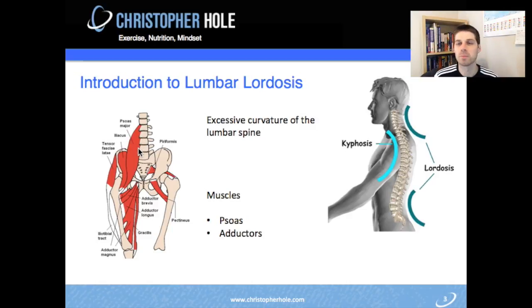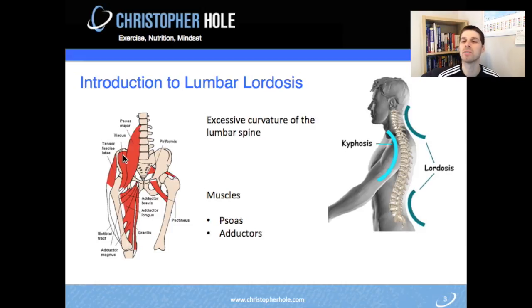So if this muscle becomes extremely tight and overactive, it pulls on the lower spine, or the lumbar spine, and it creates that exaggerated curve. It then goes all the way through the hip, and then, as you can see there, joins down on the femur.